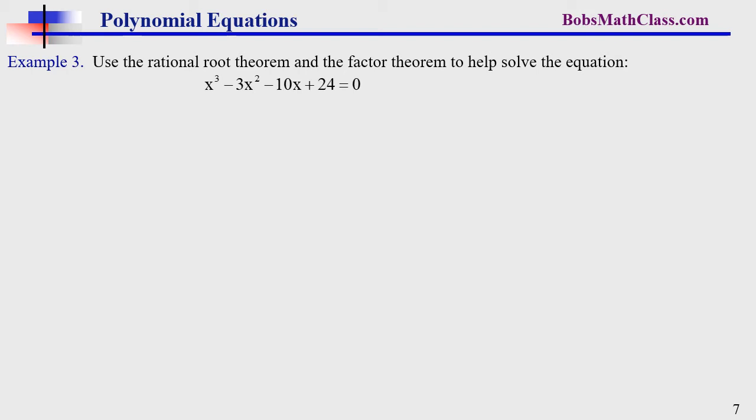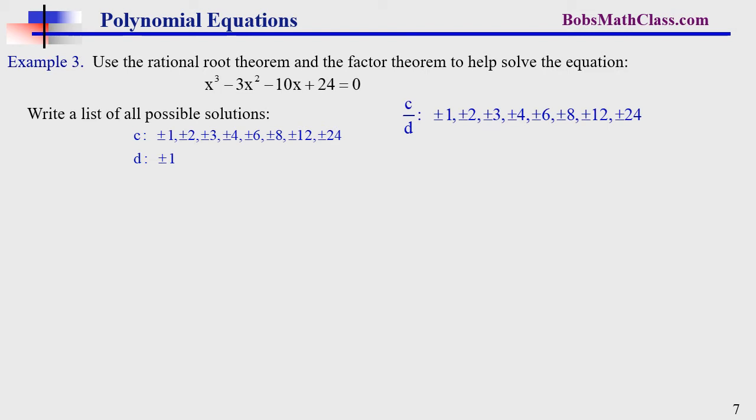Let's do our C over D. Our D is 1, and our C is 24, so that gives us 1, 2, 3, 4, 6, 8, 12, and 24. Writing our list of C over D, well, anything over 1 is the same numbers. So it's really nice when the leading coefficient is 1, when there isn't a number in front of the highest degree variable. X to the third is all by itself. That's great.